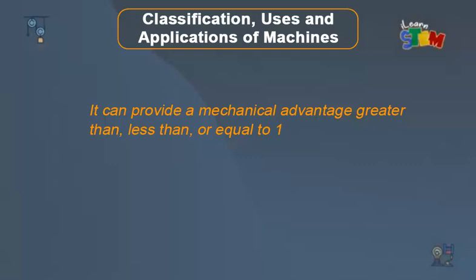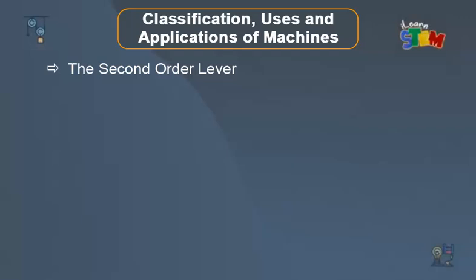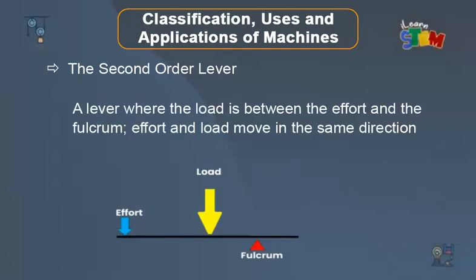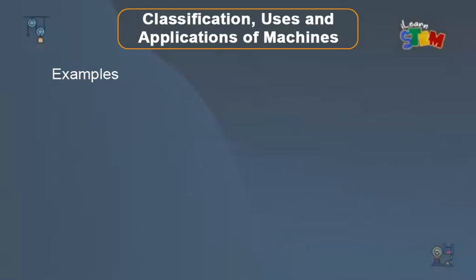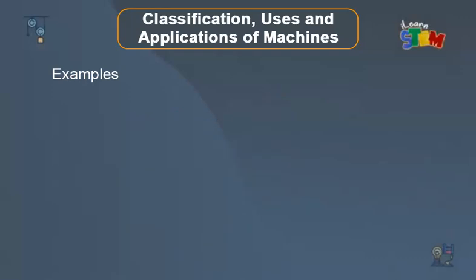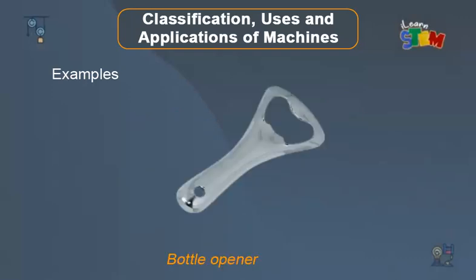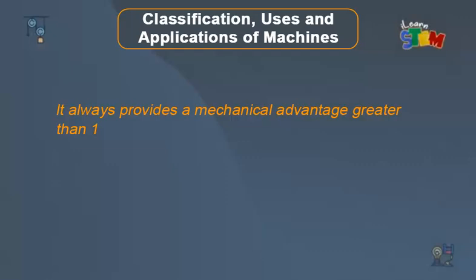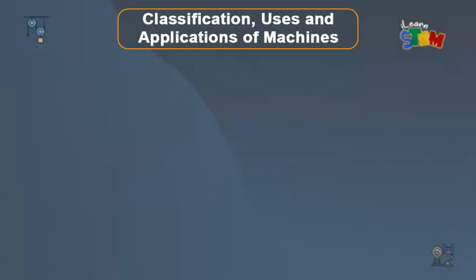It can provide a mechanical advantage greater than, less than, or equal to 1. The second order lever. Here the load is between the effort and the fulcrum. Effort and load move in the same direction. Examples: wheelbarrow, nutcracker, and bottle opener, etc. It always provides a mechanical advantage greater than 1. It requires less effort to lift a heavy load.